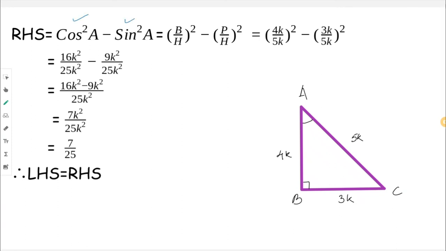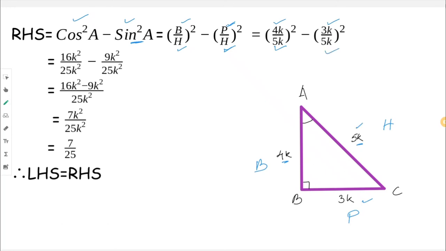Once again, this is our hypotenuse, this is our perpendicular, and this is our base. What are the two sides for cos? Base by hypotenuse. What are the two sides for sine? Perpendicular by hypotenuse. So base is how much? 4k, so I've written 4k. And hypotenuse is how much? 5k, so I've written 5k. Sine is perpendicular by hypotenuse. So perpendicular is how much? 3k, and hypotenuse is 5k.